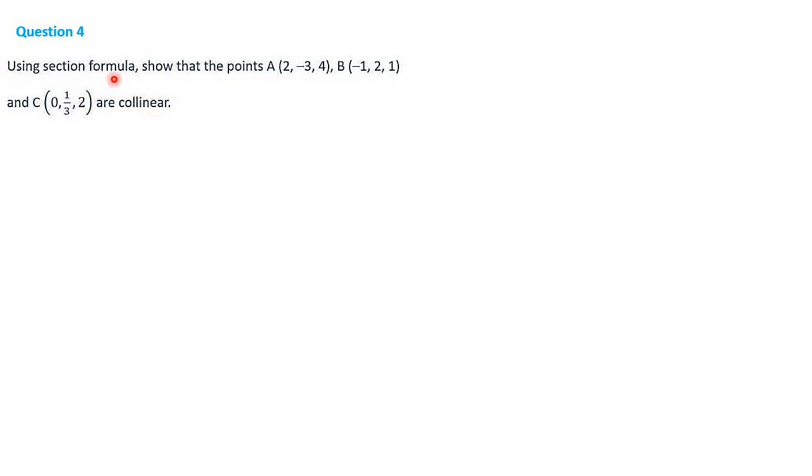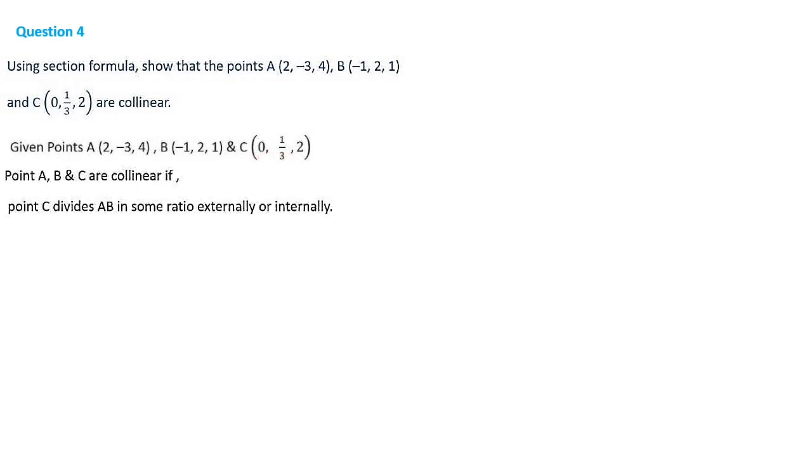Here we are using the section formula. This is also simple. Let's take these points A, B and C, and see how we prove it. A, B and C are collinear means the point C divides AB in some ratio, externally or internally. One point C we take, and C must divide A and B in a particular ratio. It can be internal or it can be external. That is not an issue. If the ratio exists, then we can say that the points are collinear.